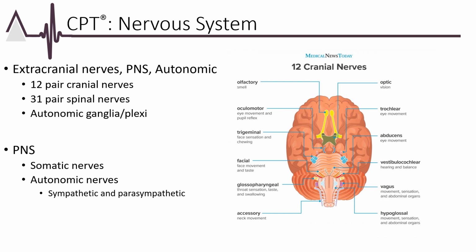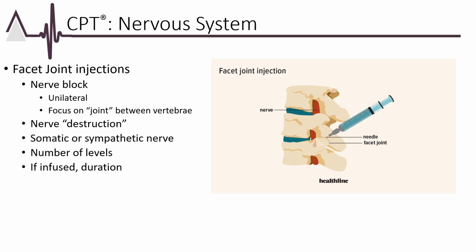Somatic nerves can be sensory (pain, temperature, etc.) or motor (skeletal muscle movement). Facet joint injection may describe either a nerve block or more extensive nerve destruction. An injection focuses on the joint area between adjacent nerves. One nerve block level will include two nerves. Nerve blocks produce interruption of conduction of impulses in peripheral nerves or nerve trunks by injection of anesthetic.